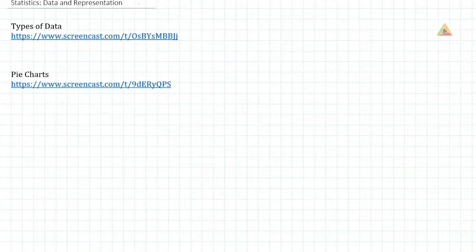And when we talk about representation, we talk about how we're going to show data. So we talk about bar charts and histograms and pie charts and stem and leaf. And there's a second video that we're making available for everyone this week on pie charts. So that'll show you how to draw pie charts and how to use pie charts and answer questions on pie charts. So they're the videos that we make available to everyone.